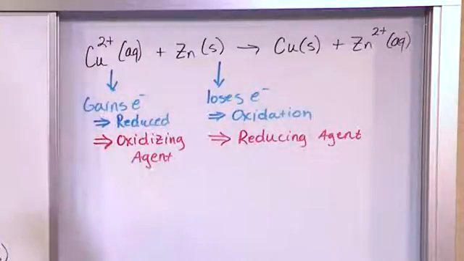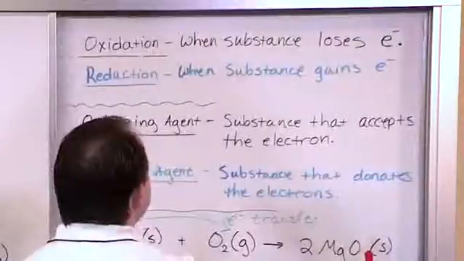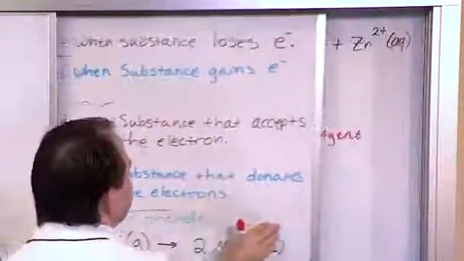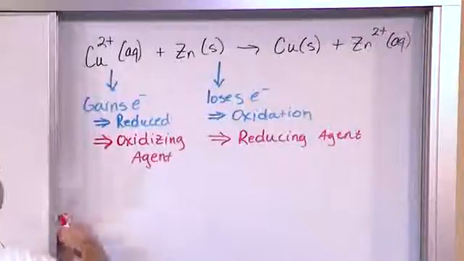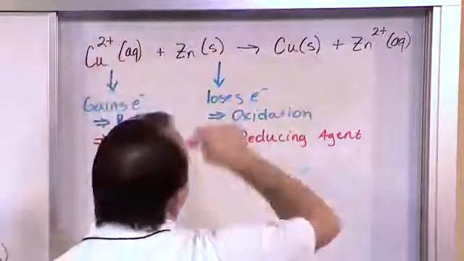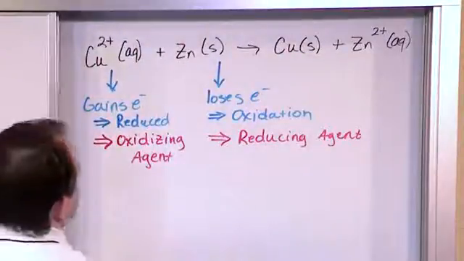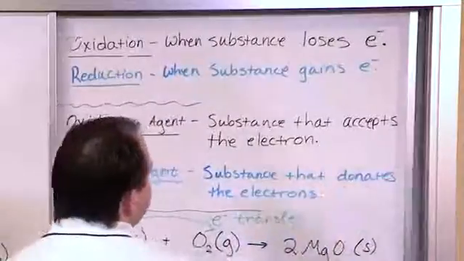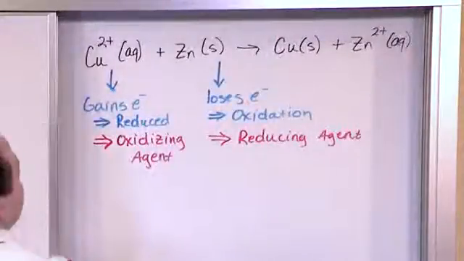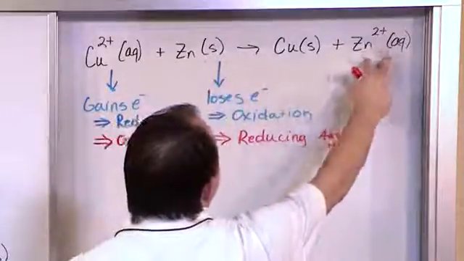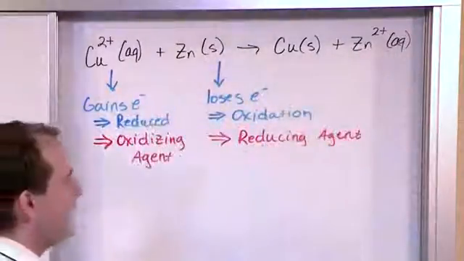But if you wanted to use terms, definitions, the oxidizing agent is the substance that accepts the electrons. This must accept electrons in order to be neutral, okay? And the reducing agent is the substance that donates the electrons in this reaction, okay? So this donates the electrons because this was neutral to begin with and it became positive. It must have been the thing that donated the electrons.